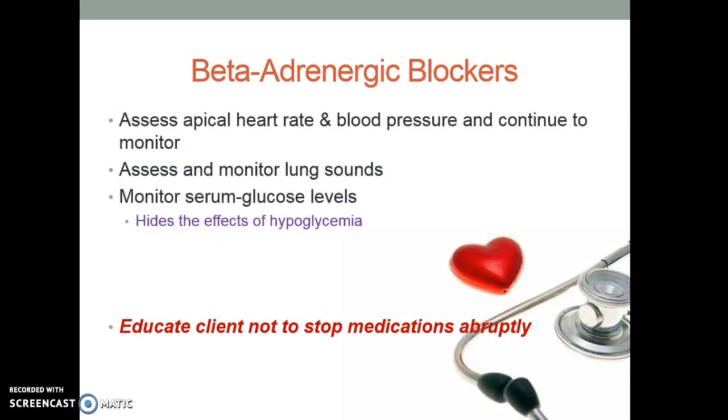Just a couple of reminders. Assess apical heart rate and blood pressure and continue to monitor. Assess and monitor lung sounds and monitor your serum glucose levels if the patient has diabetes because you can mask the effects of hypoglycemia. No stopping beta blockers abruptly due to the risk of rebound hypertension.